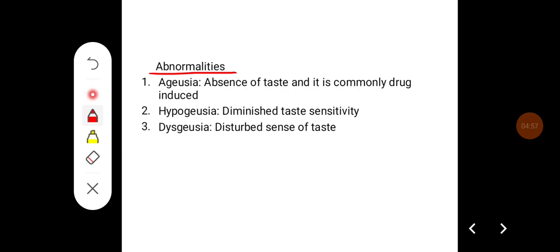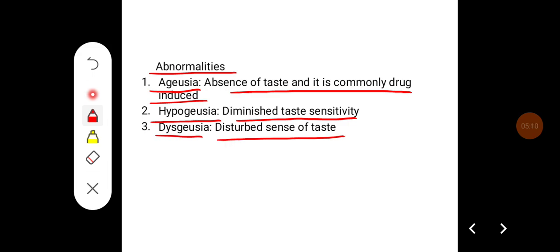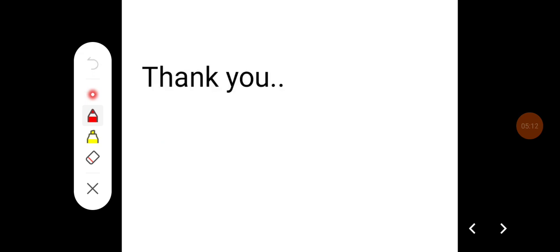Some of the abnormalities related to the taste sensation are ageusia, that is absence of taste, and it is commonly drug induced. Hypogeusia is nothing but diminished taste sensitivity, and dysgeusia is disturbed sense of taste. This is in brief about gustation.